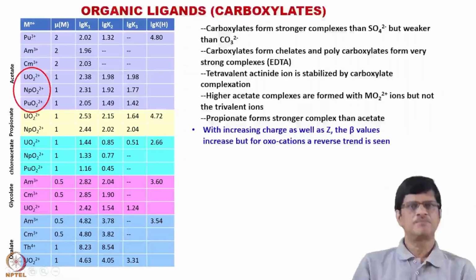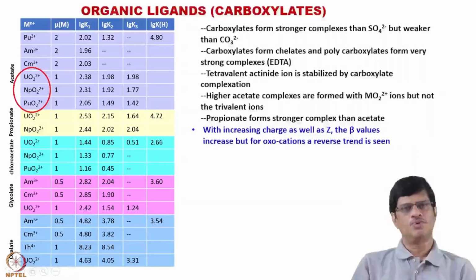Now the log K2 values become less, as expected, because after the first complexation, the second complex formation constant always becomes less because of the statistical factor, and also because some part of the metal charge is neutralized by the first ligand.